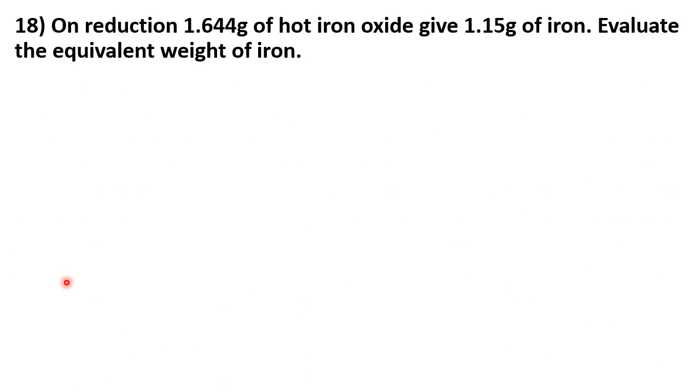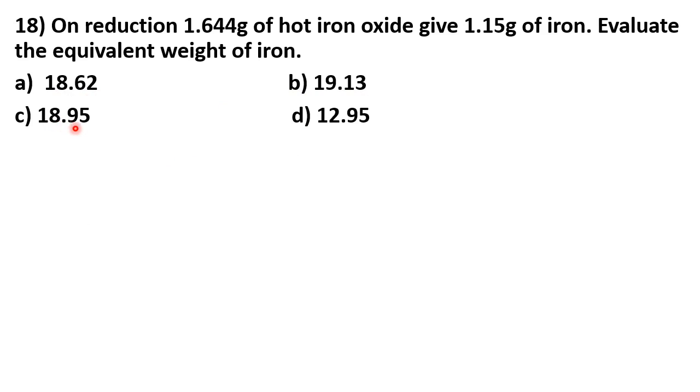Question number 18. On reduction, 1.644 gram of hot iron oxide gives 1.15 gram of iron. Evaluate the equivalent weight of iron. Options are A 18.62, B 19.13, C 18.95 and D 12.95.